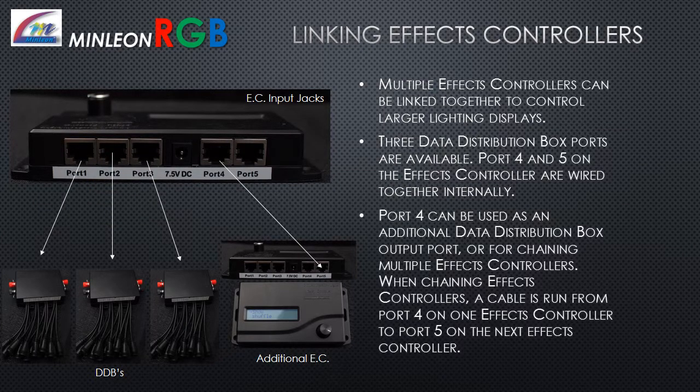Linking effects controllers. Multiple effects controllers can be linked together to control larger lighting displays. 3 data distribution box ports are available. Port 4 and 5 on the effects controller are wired together internally. Port 4 can be used as an additional data distribution box output port or for chaining multiple effects controllers. When chaining effects controllers, a cable is run from port 4 on one effects controller to port 5 on the next effects controller.